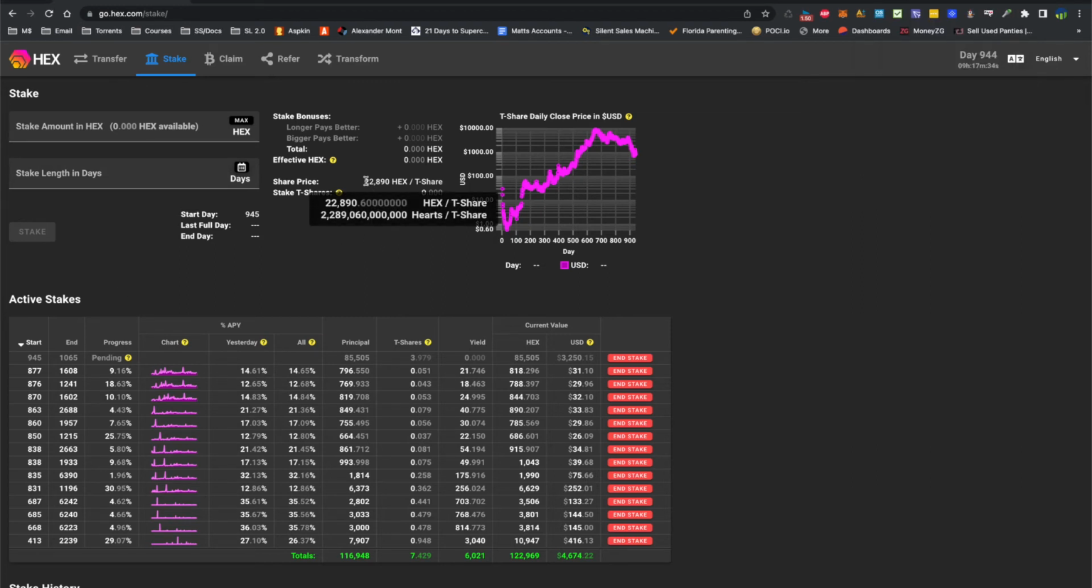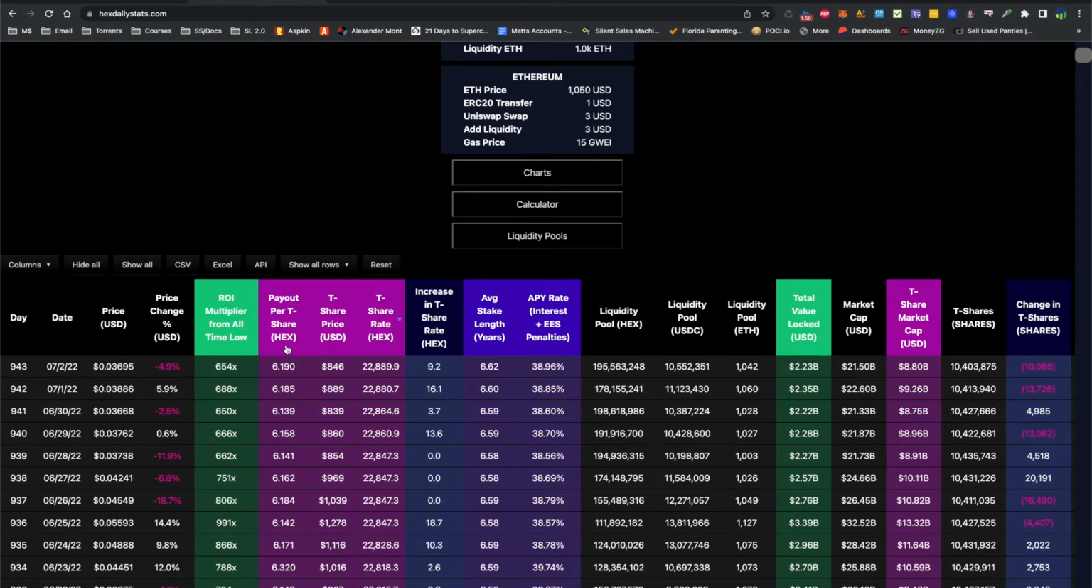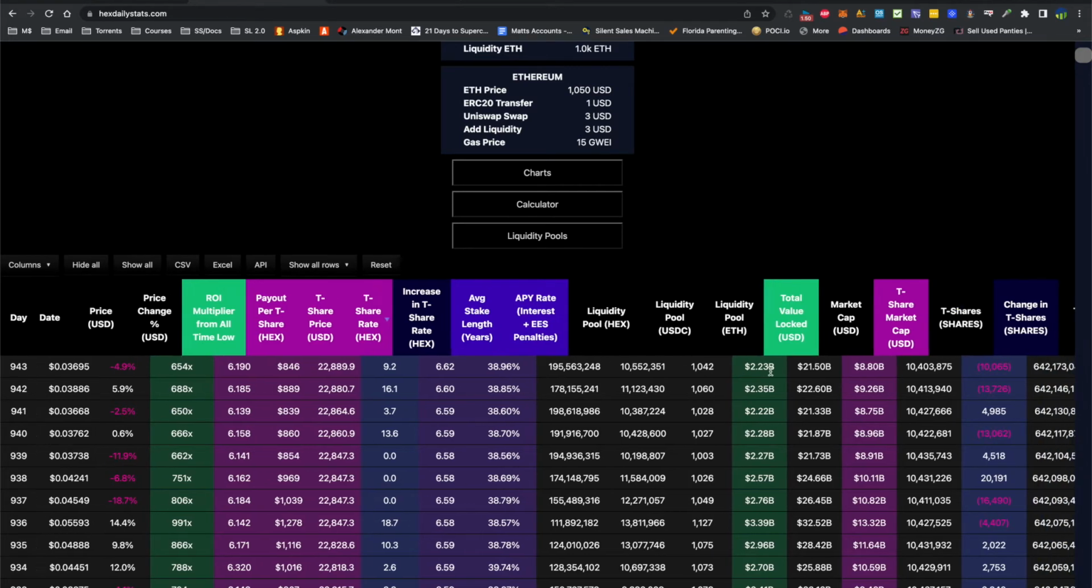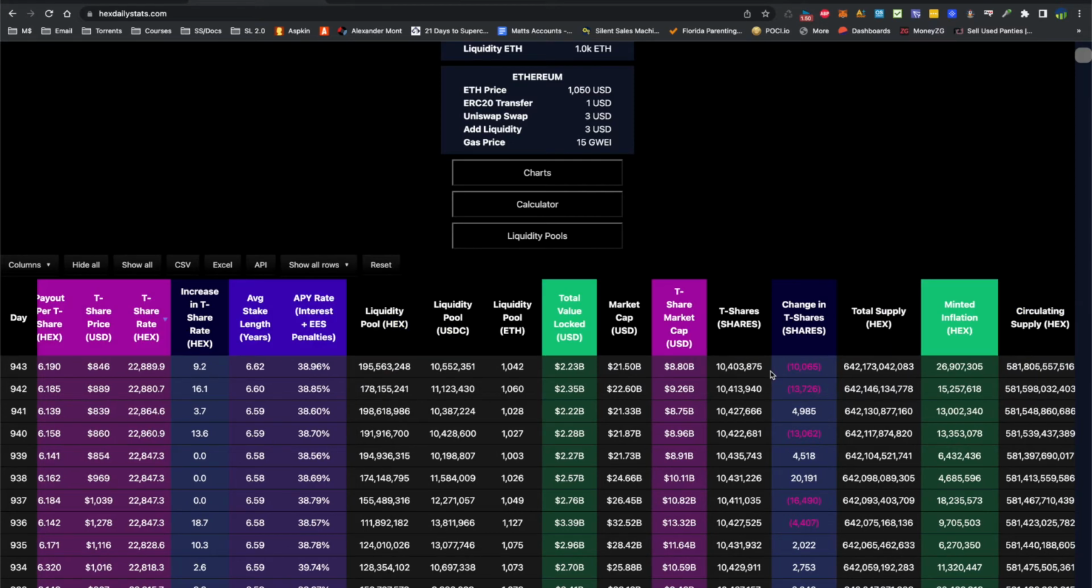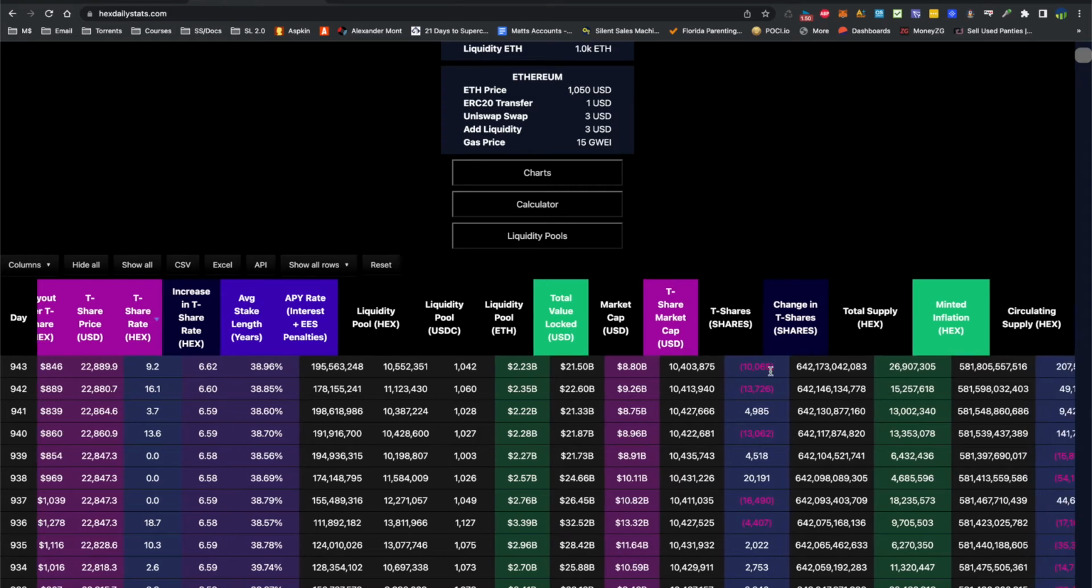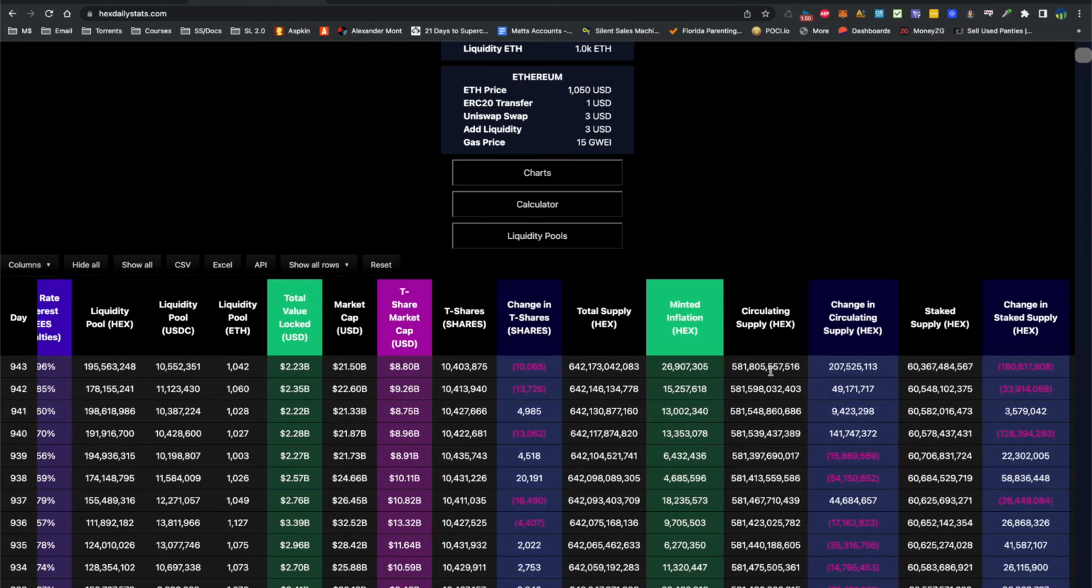So you can see it shows that on this site too. So where is it? So that's why the math, people say it's inevitable for HEX to go up because the T-share rate, like the cost to buy a T-share, costs more and more money every single day.